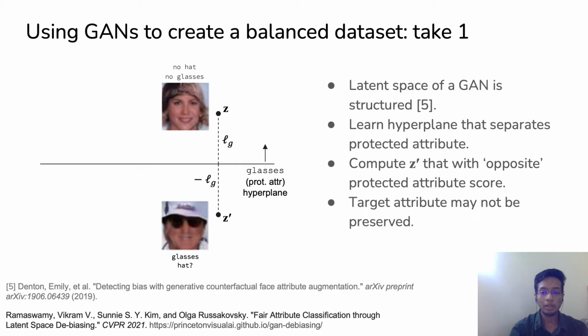The issue with this, however, is that we have no control on whether or not an image generated from z prime has a hat. In fact, naively perturbing latent vectors in this way can maintain biases. For example, when adding glasses, we also add a hat.